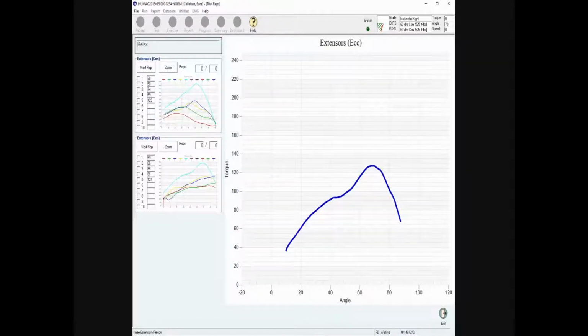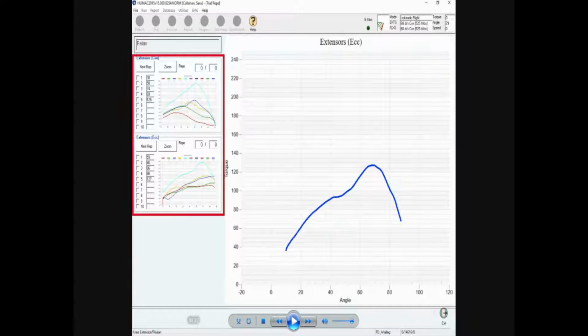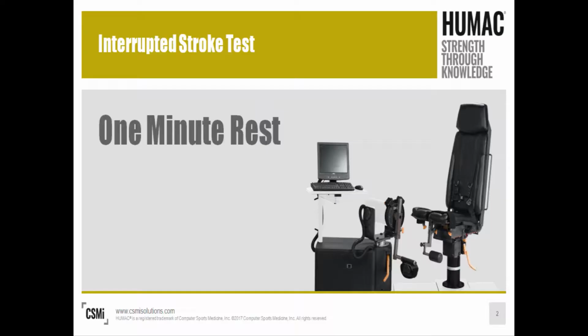Now if you look at your concentric and eccentric box on the left, you'll see that each rep has gotten a little bit higher and higher, and that represents the 50, 75, and then 100% effort. Next, our athlete gets 1 minute of rest.